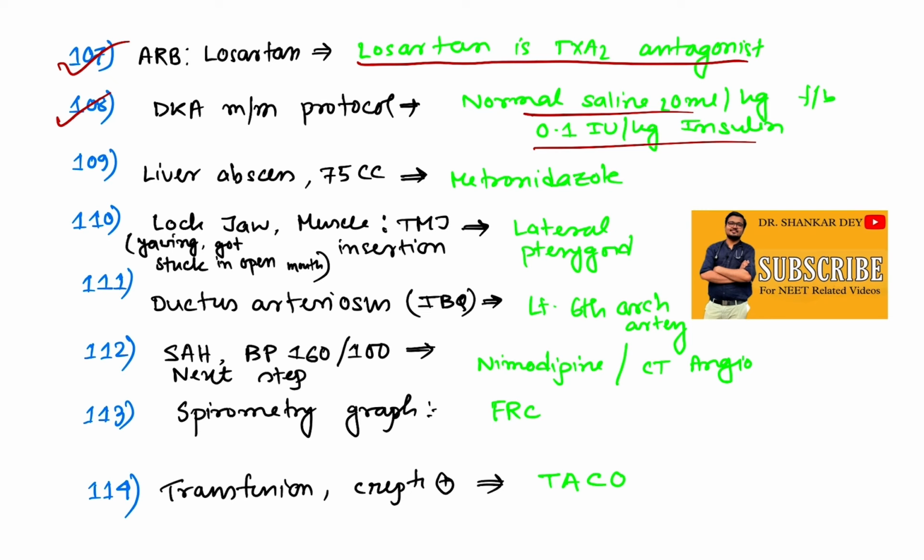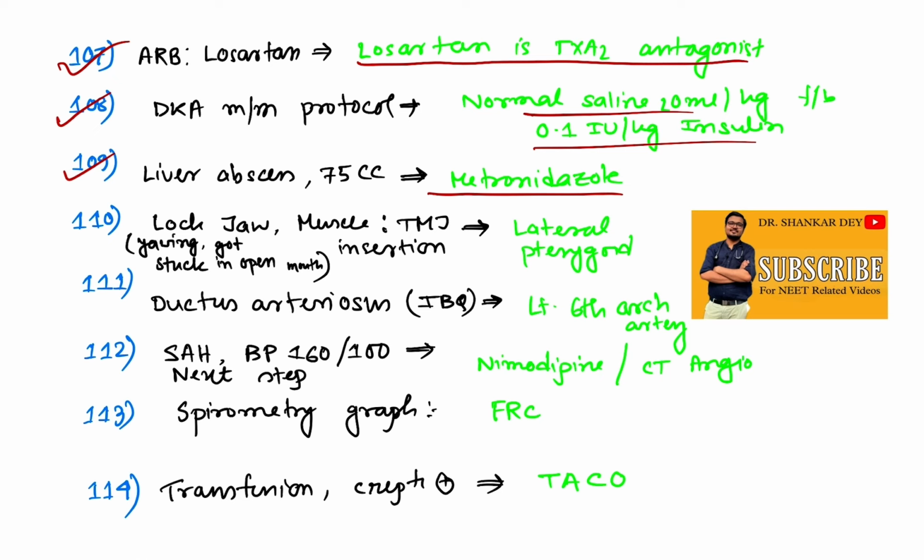Next, coming to question number 109, liver abscess. I think the patient was presenting with fever, chills and rigor, right hypochondrial pain. You have done one USG. On USG or CT a 75 cc collection was noted. What will be your initial management? Medical management with metronidazole tablet, 800 mg TDS. So liver abscess, medical management first.